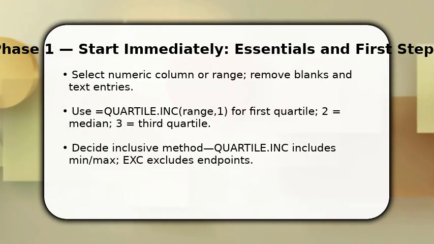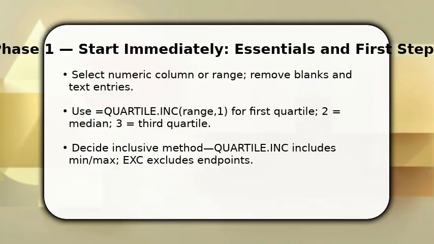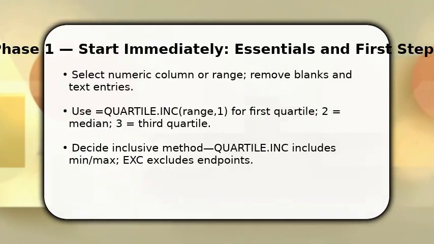Now type into a cell =QUARTILE.INC(A2:A50,1) to get Q1. You use 1 for first quartile, 2 for median, 3 for third. I recommend QUARTILE.INC because it maps 0 to 4 with min and max. This makes results predictable. Enter the formula and press Enter to compute the first quartile immediately.